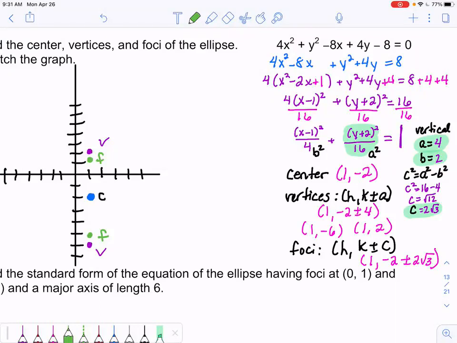The last thing that we have to graph is the other direction, and that's B. B was 2. So my other direction from the center, I'm going left 2 and right 2. Everything's from the center. The vertices, A from the center, the foci, C from the center, and then that other direction is B. So now that we have all of this drawn, see if we can connect this. And then you have your ellipse.